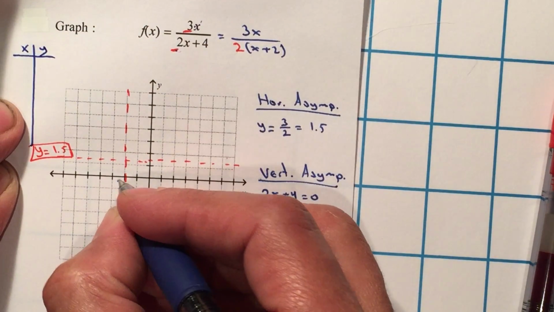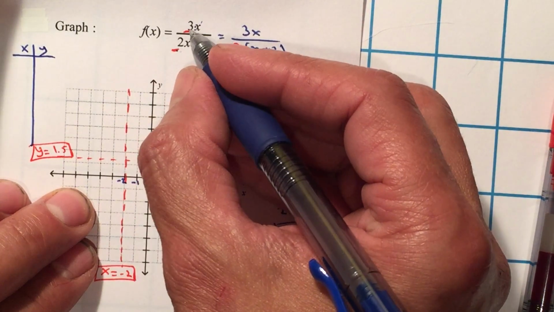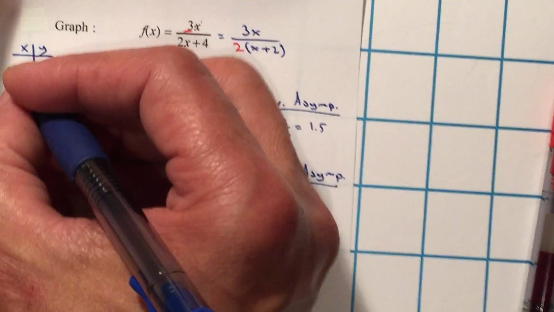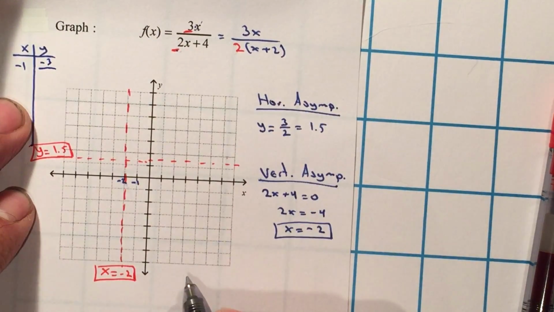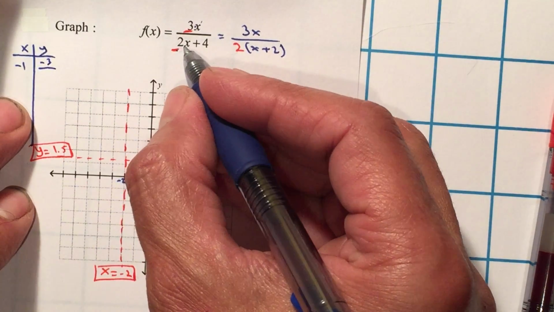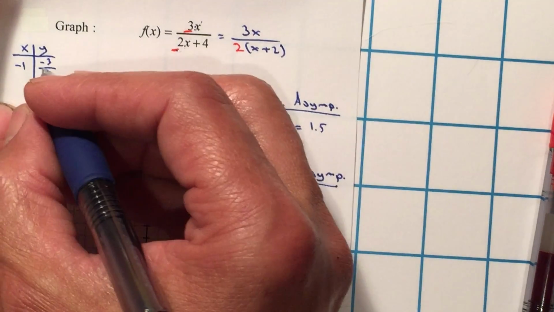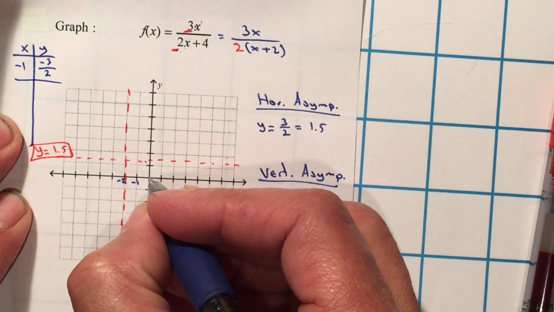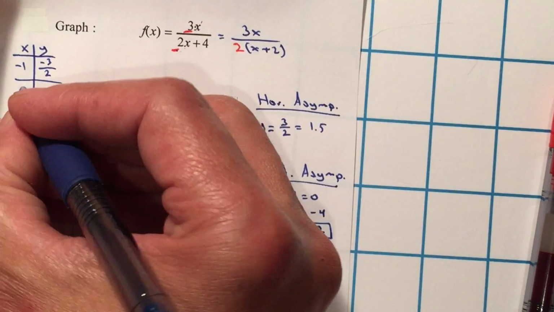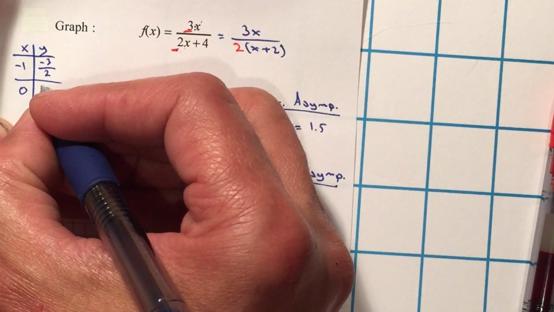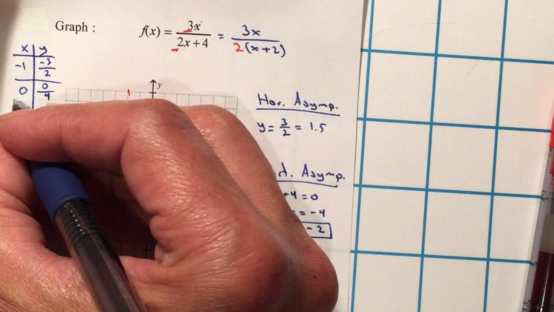So therefore, this is -2. I'm going to plug in a -1. This will be 3 times -1, it will be -3 over. Plug in a -1, this will be -2 plus 4 will be 2. So therefore it will be -1.5. I'm going to plug in a 0. If I plug in a 0, it gives me 0. Denominator will be 0 plus 4 will be 4, which is just 0.